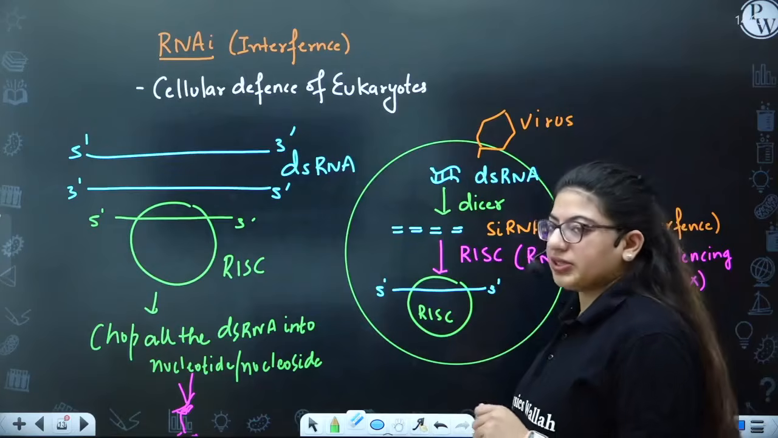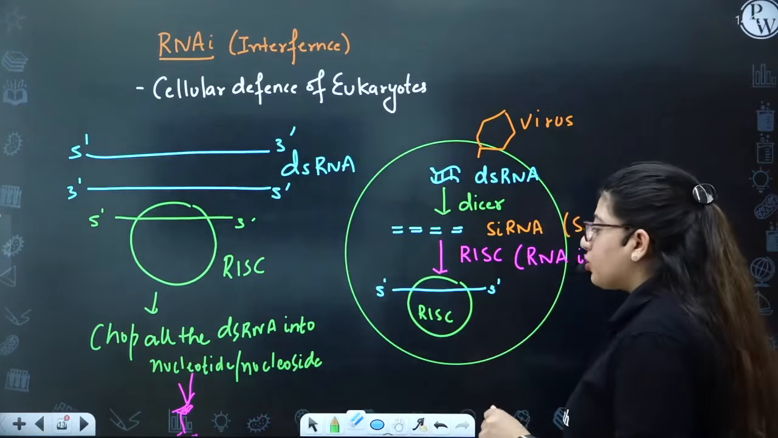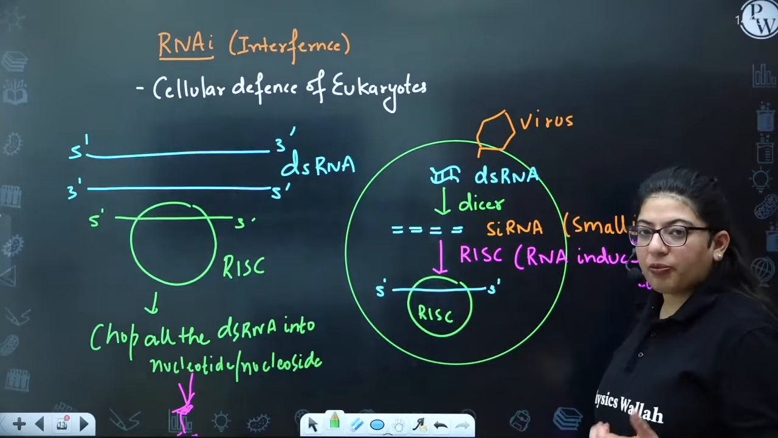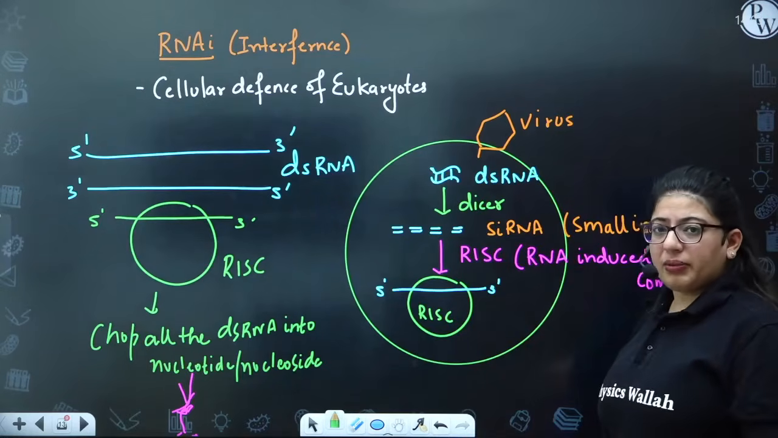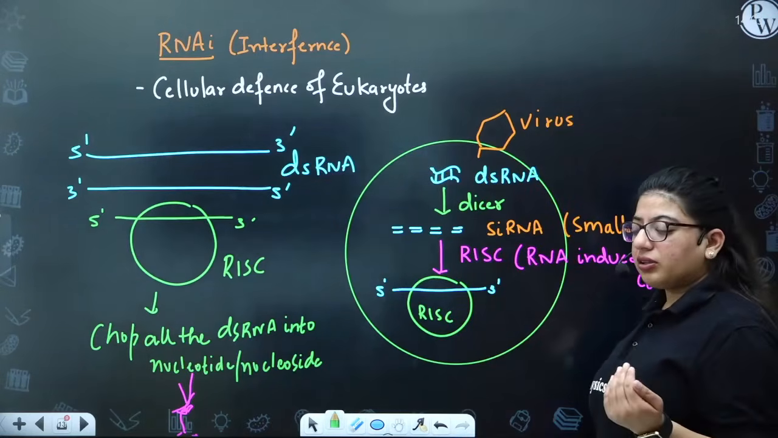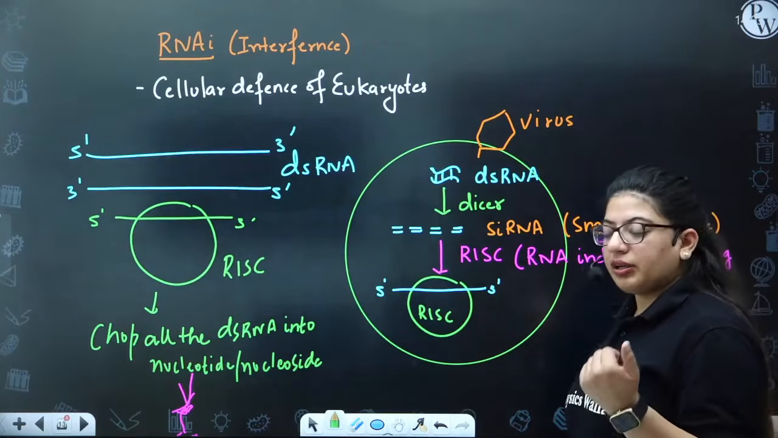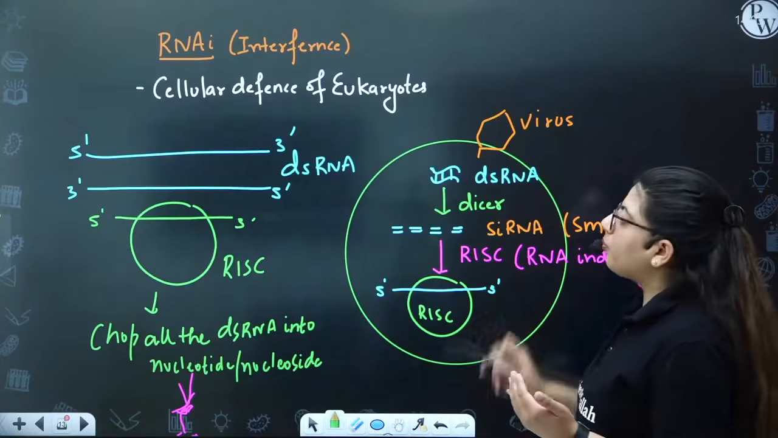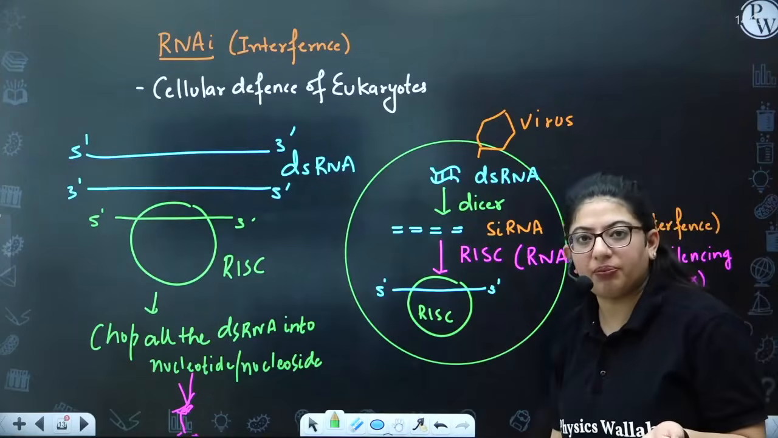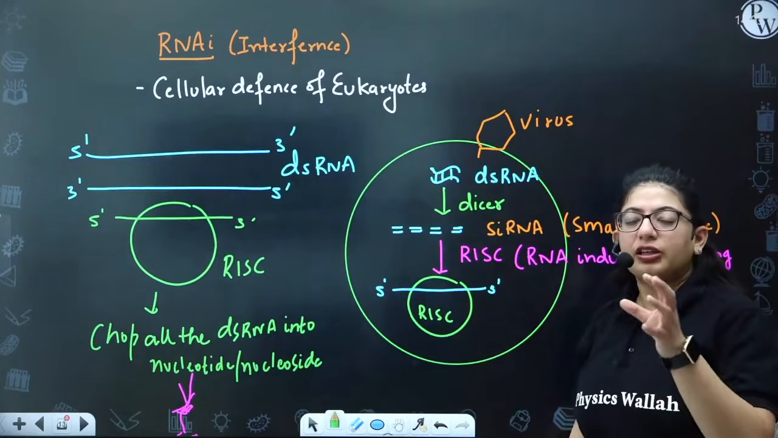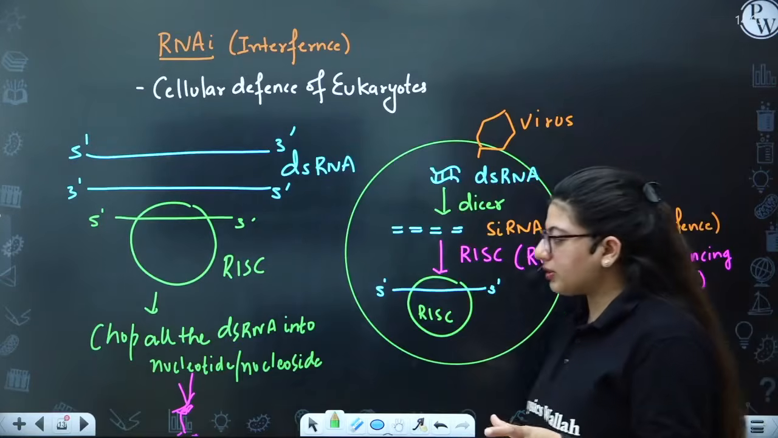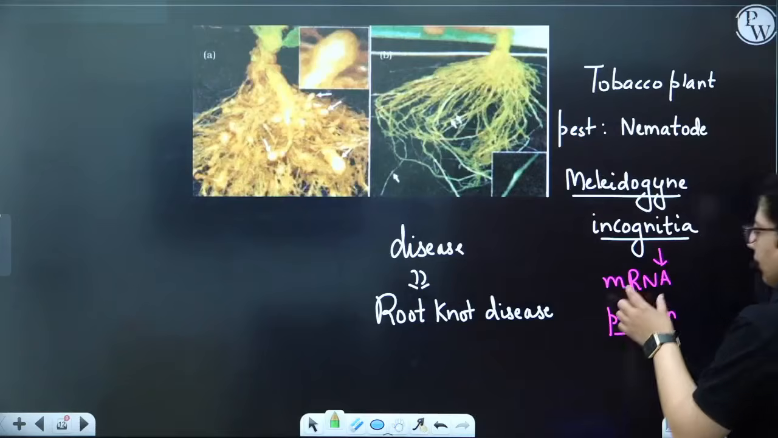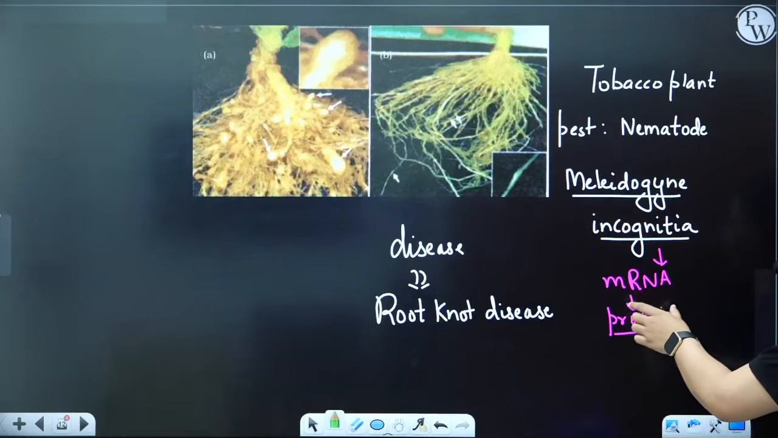Now, how are we using it? So what if we activate a RISC like this? Our problem was the nematode was coming into the plant, and the nematode was giving mRNA, and mRNA forms a protein, and that protein kills the plant. I'm telling you again, the problem was, see, here is the problem. The problem was this mRNA. Okay, the problem was this mRNA.